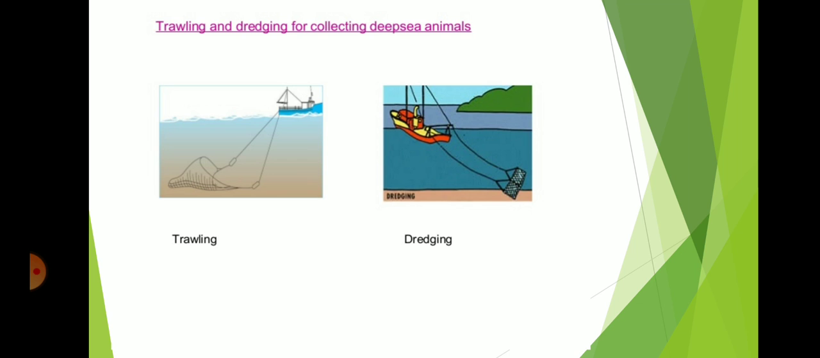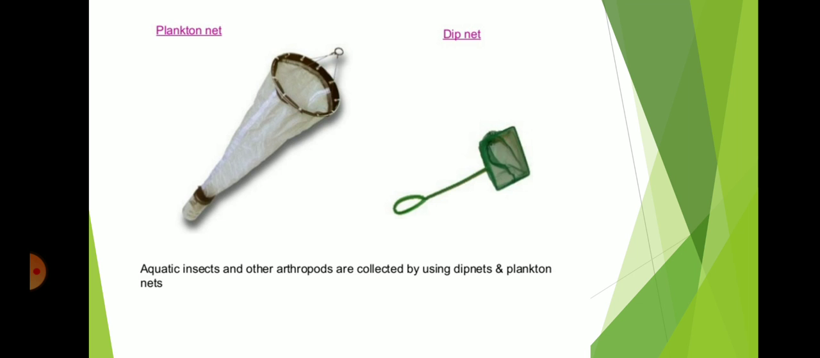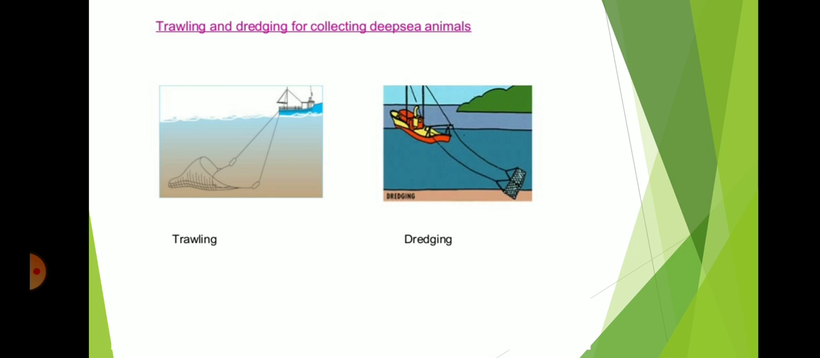Next is trawling and dredging for collecting deep sea animals. So this is trawling and this is dredging, which are useful for the collection of deep sea animals. In this figure you can see this is the net which collects the organisms of the deep sea. This collection of animals mostly doesn't hurt the animal or damage its body parts, because we have to collect such animals with the entire body structure or entire morphology without damaging them, so that we can identify, classify and study them better.